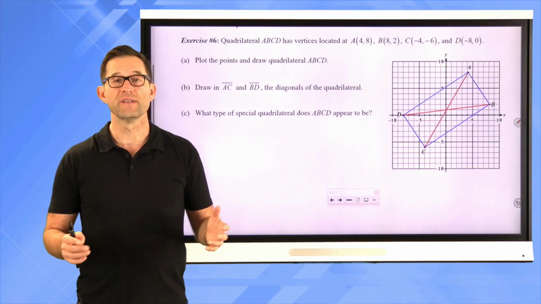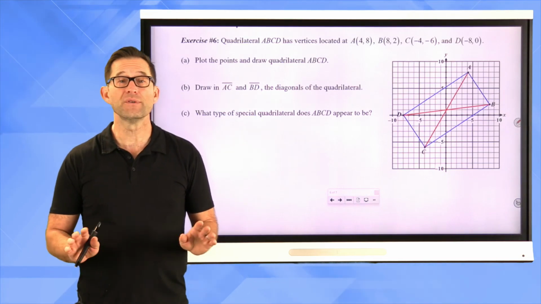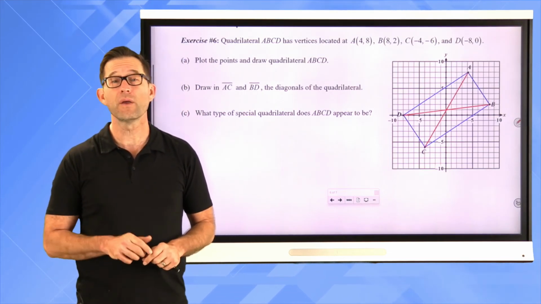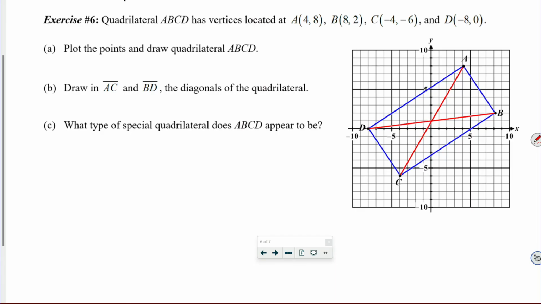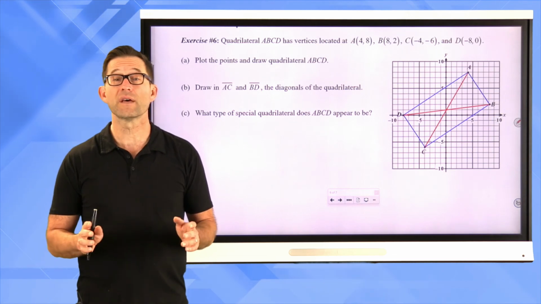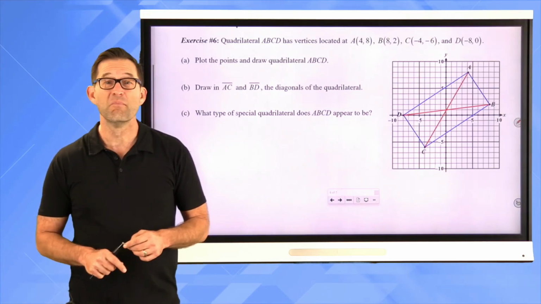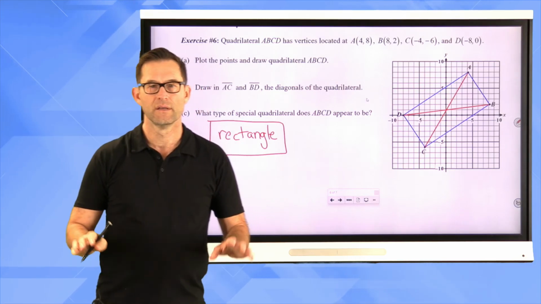All right, letter C. What type of special quadrilateral does ABCD appear to be? All right, now I don't want you to say an envelope, although it kind of looks like the back of an envelope here. That's not a special quadrilateral. Pause the video now and write down what you think ABCD is. All right, well, if you said a rectangle, you're completely right. If you said a parallelogram, yeah, you're also completely right. But the most special type of quadrilateral it is a rectangle. I kind of like the red, nice and bright.